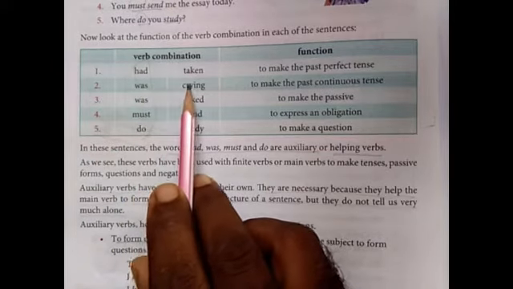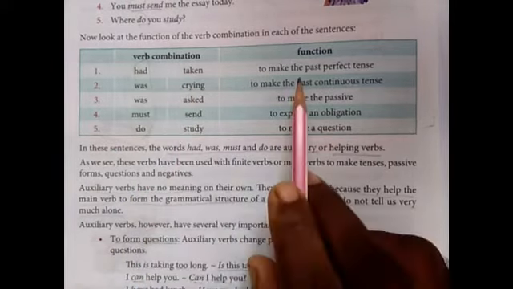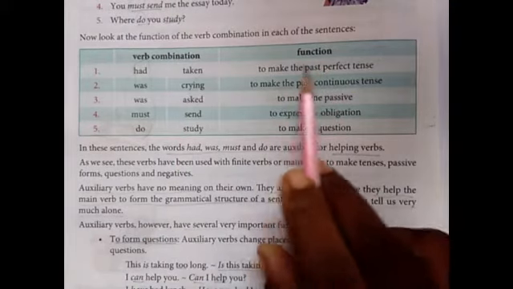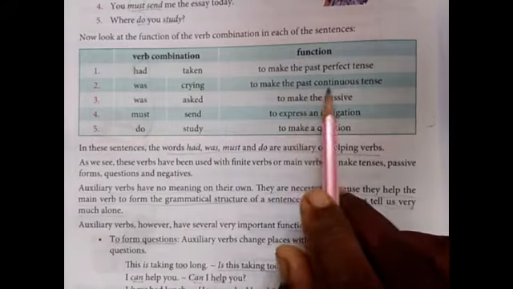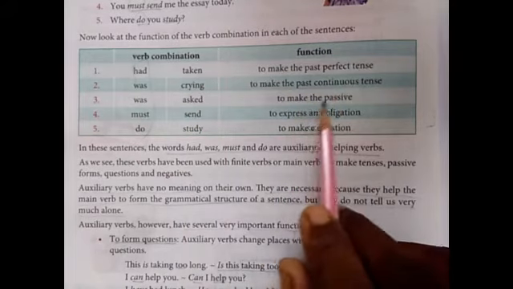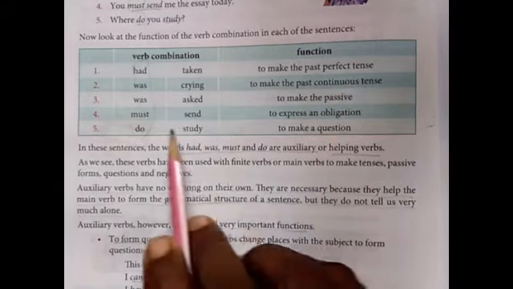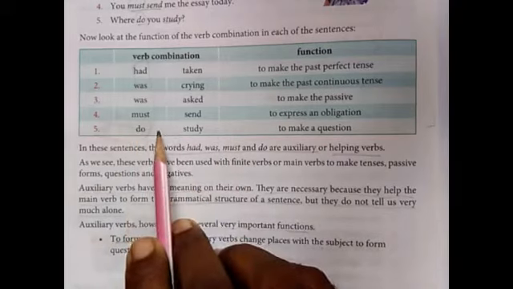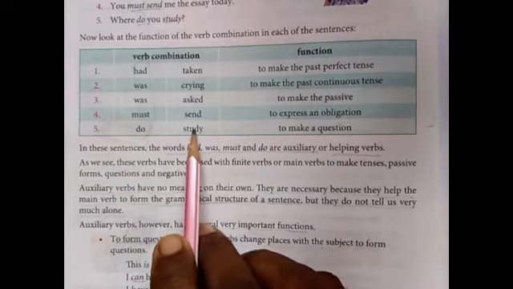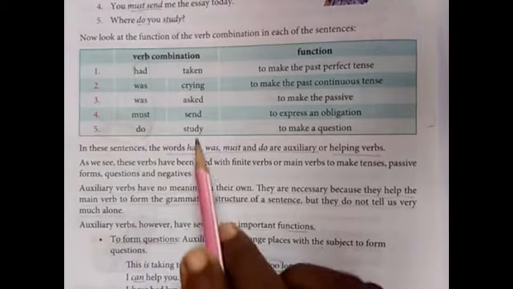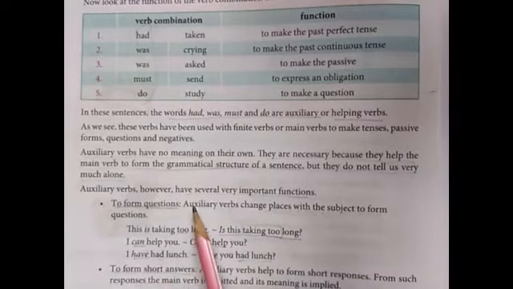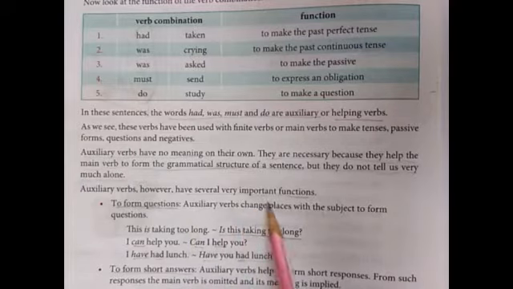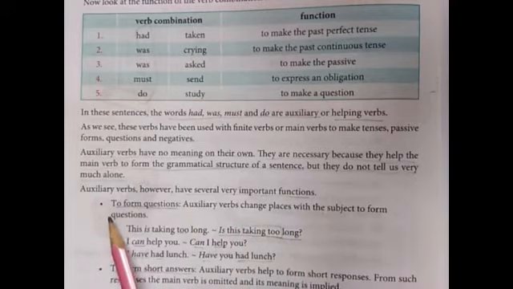They come along with the main verbs to make the grammatical function full, like to make perfect tense, to make past continuous tense, to make passive, or to make questions. They help with the main verb. So they are called auxiliary verbs or helping verbs. Auxiliary verbs, however, have several very important functions.